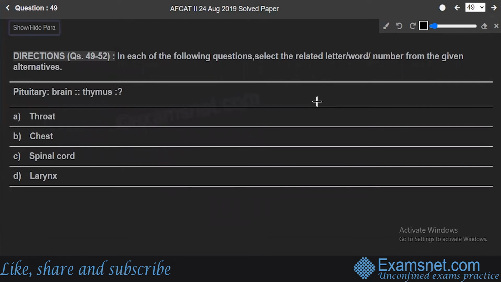So from question number 49 to 52, in each of the following questions, select the related letter word number from the alternatives. Pituitary, brain; thymus is related to which organ? See, pituitary is a gland in the brain. Similarly, thymus is a gland of the chest. Option B. It's not a gland in the throat, spinal cord, no. Larynx, no. It's only in the chest, right? So this is option B.